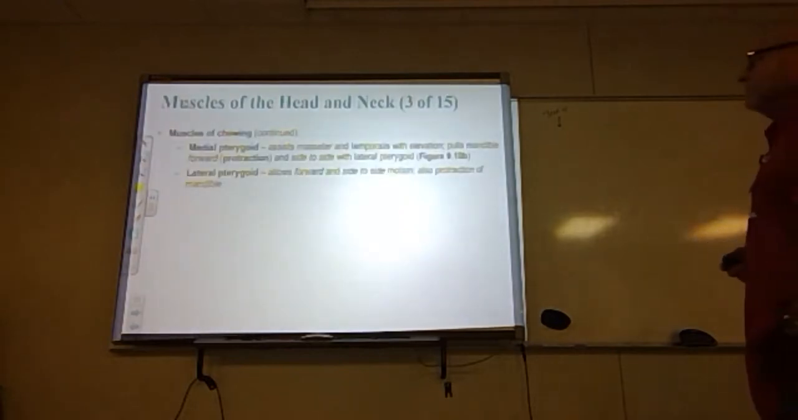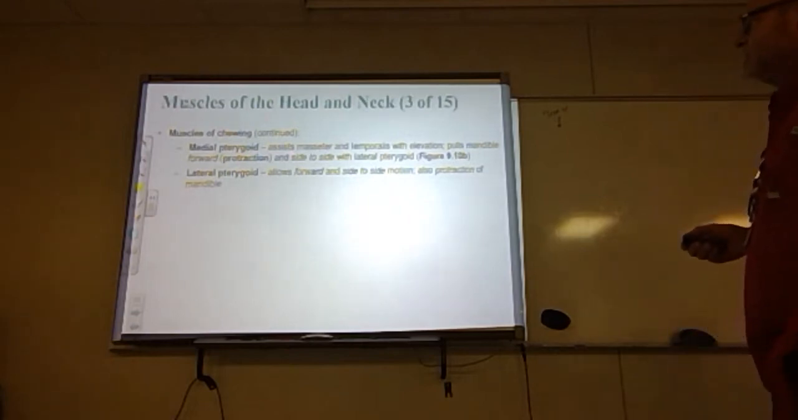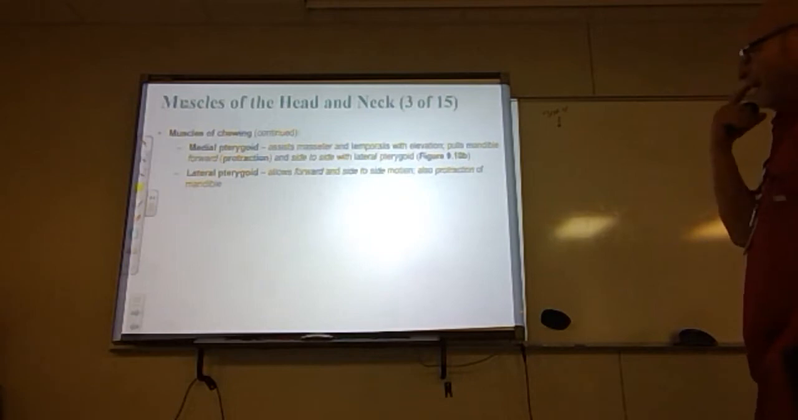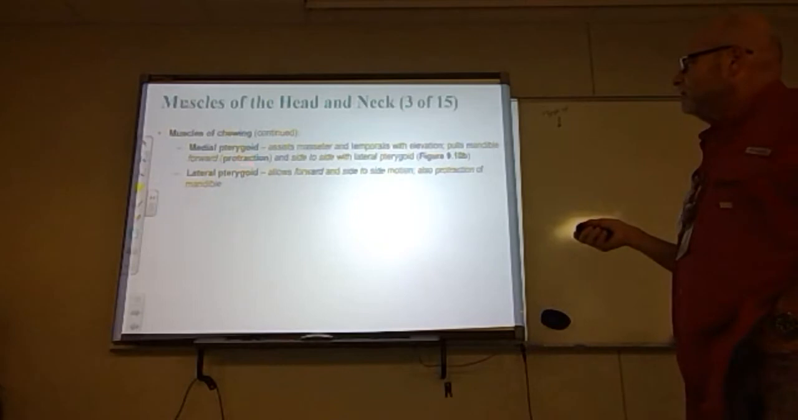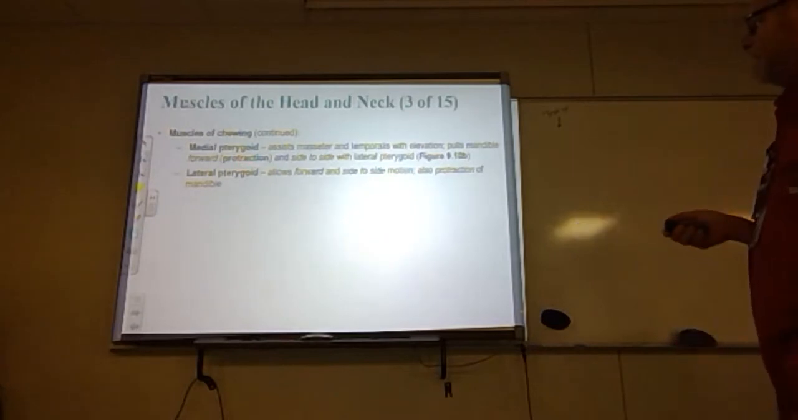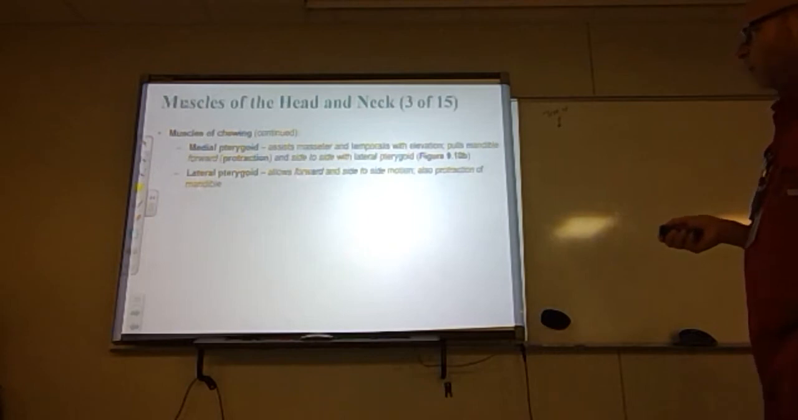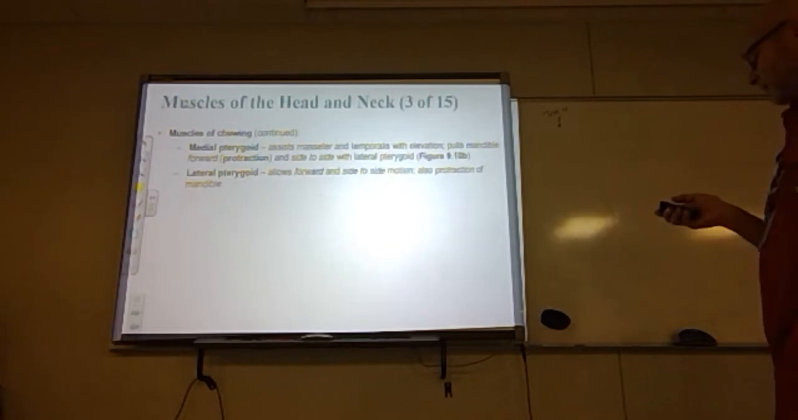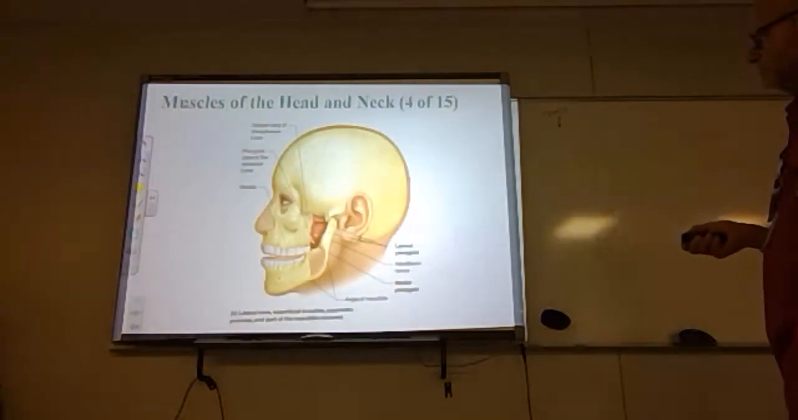Another muscle involved in chewing is the medial pterygoid, which assists the masseter and the temporalis with elevation, pulls the mandible, again that's your lower jaw, forward in a process called protraction, and side to side with the lateral pterygoid muscle. Again, the lateral pterygoid allows for forward and side motion, also protraction of the mandible. And there are those two muscles.